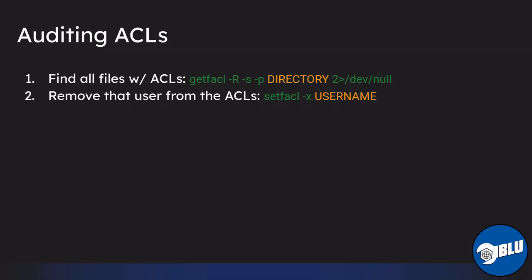So first we find everything. Not all of these will be true positives. Some of them are false positives and we'll have to use our own judgment. But for the ones that are unusual that we want to change, we can remove a user from the ACLs for the file by doing setfacl -x. So it's going to exclude that user from the ACL. So let's put that into practice.